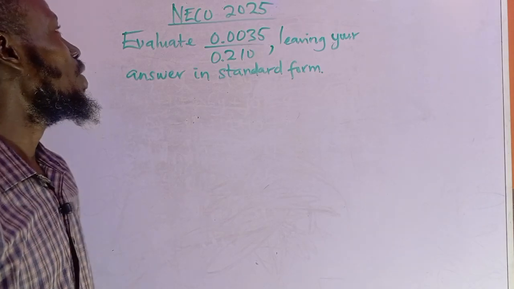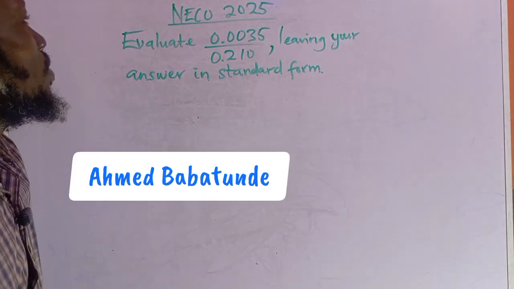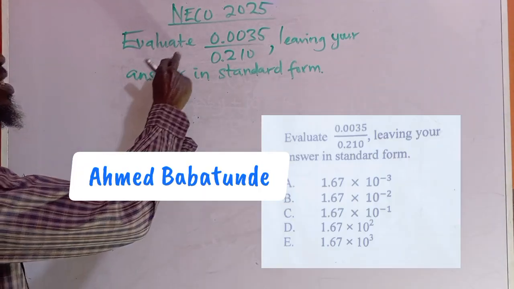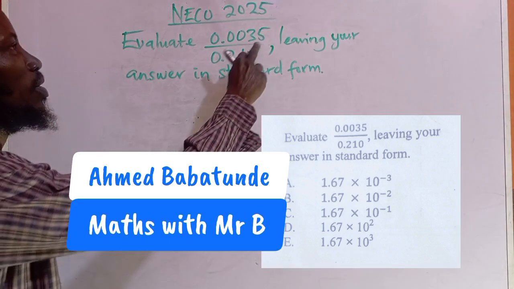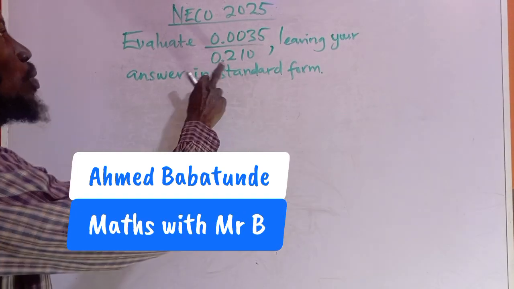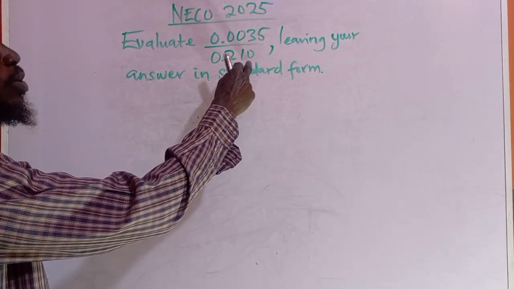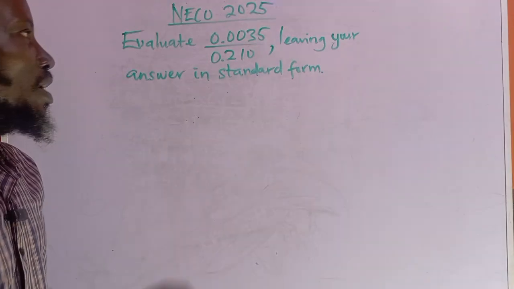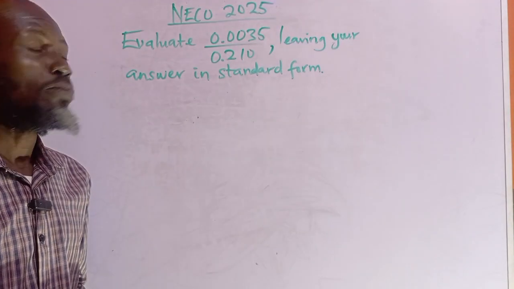Let's look at this question. NECO 2025, evaluate 0.0035 over 0.210, leaving your answer in standard form.